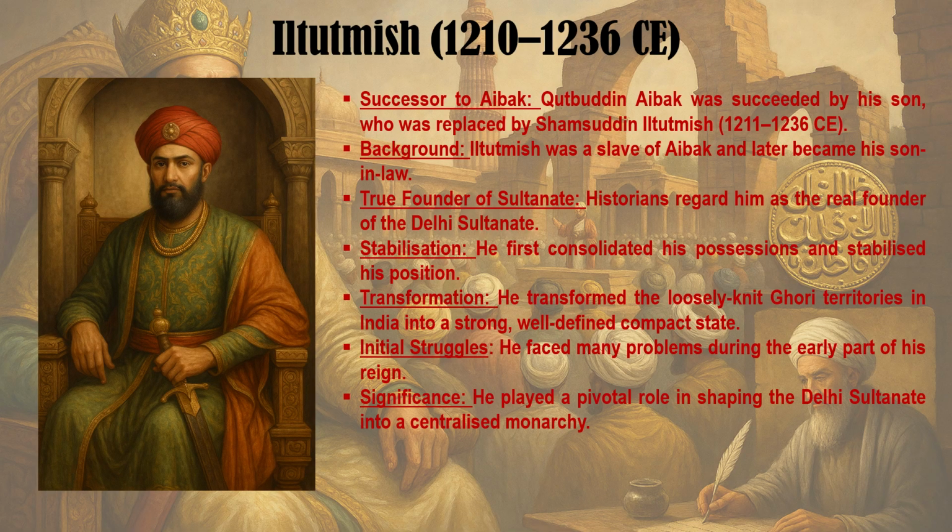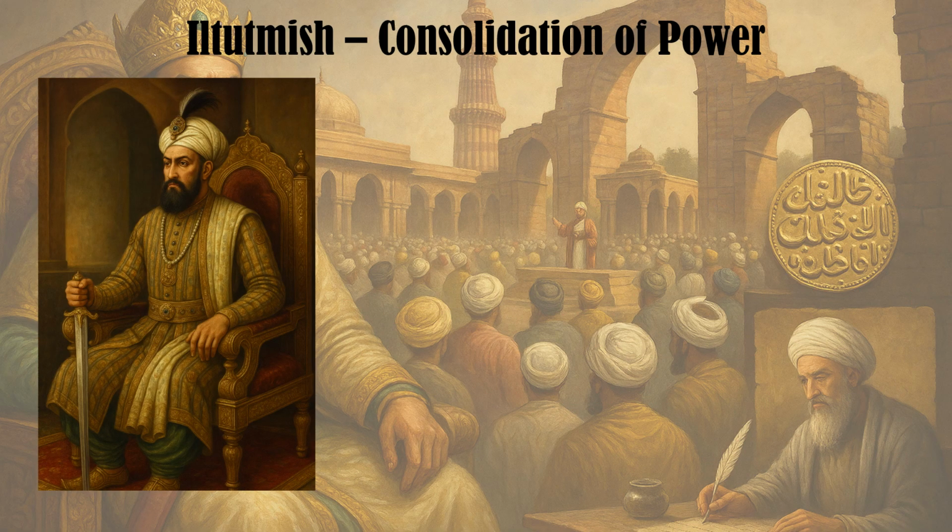He played a pivotal role in shaping the Delhi Sultanate into a centralized monarchy. So the whole thing about Delhi Sultans becoming a monarchical order was because of Iltutmish. He ruled for 25 years and established Delhi as a powerful center. So how did Iltutmish consolidate his power?